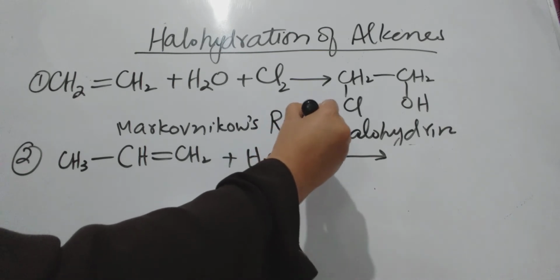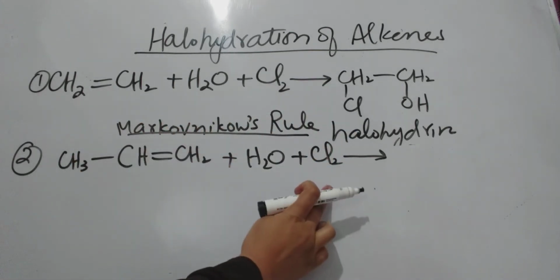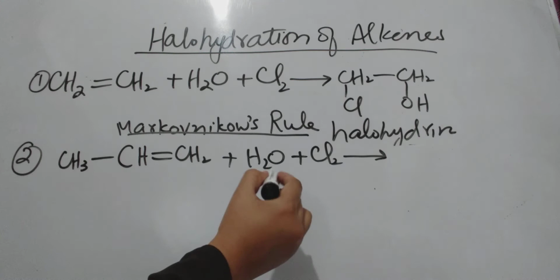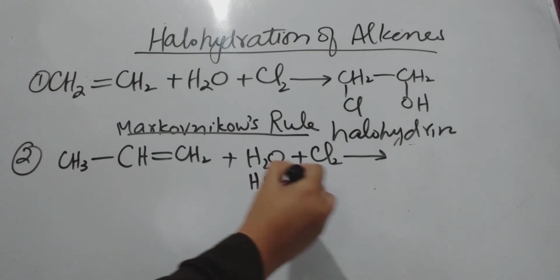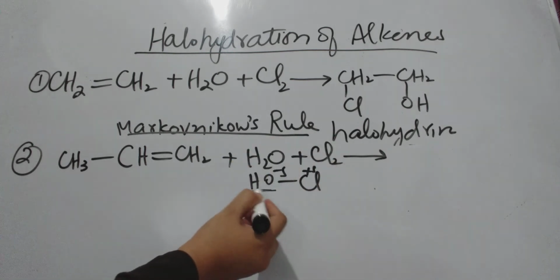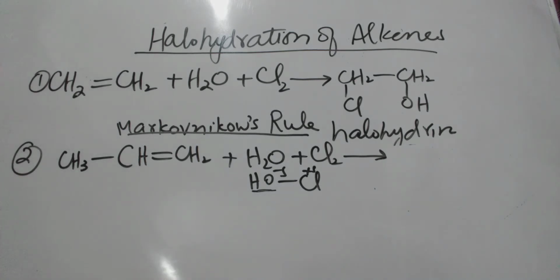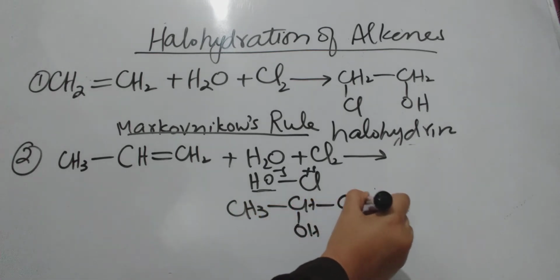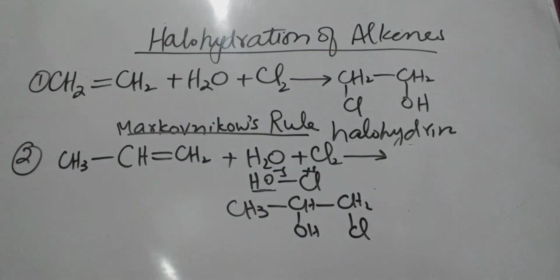According to this rule, the negative part of the reagent will be added to that carbon atom which is more substituted. It means that when the pair adds, the negative part will go to that carbon atom which is more substituted. So the product will be this, OH, CH2Cl. So this was the reaction about halohydration of symmetrical alkene and unsymmetrical alkene.